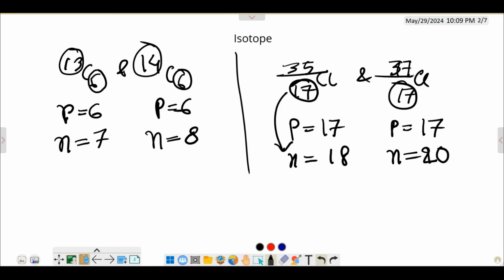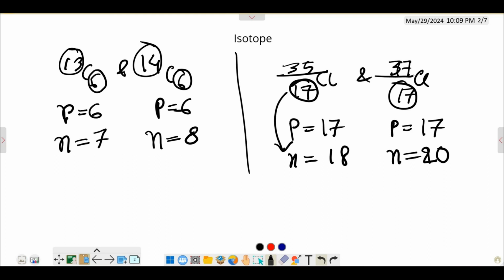So, the definition can be of two types. One can say different atoms of the same element can have same number of protons and different number of neutrons. Those can be called isotopes. Or you can say that different atoms of the same element can have same atomic number and different mass number. That can also be called isotopes.